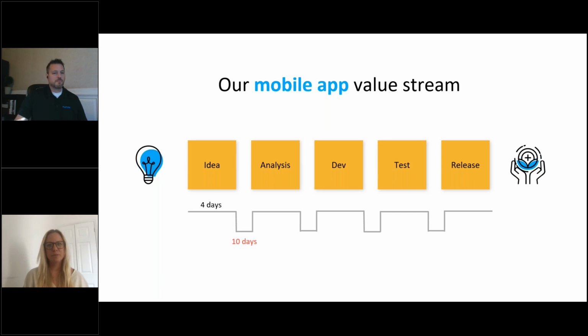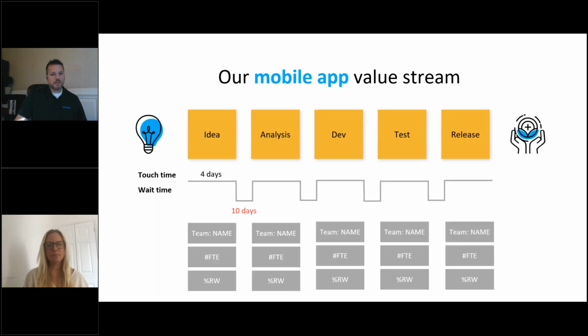Wonderful. Part of this is gathering the metrics so that we can look at what the future state will look like. So we better figure out what our metrics are for the current state. Walk us through these metrics that we're putting together in the calculator you talked about. We haven't completed this example, but where you can see touch time and we've got 4 days under idea, you would have a number under analysis and development and test and release, and you'd have the same under the wait times. So where you've got the 10 days in red, you'd have the same under there.